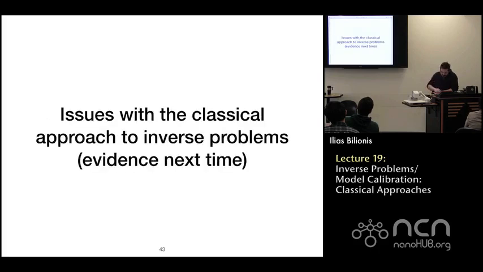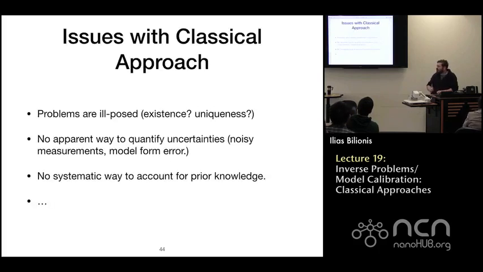There are several issues with the classical approach to inverse problems. One of the issues is that the problems are ill-posed, meaning that a solution doesn't have to exist. I mean, you will always get a solution. You will always get whatever minimizes the loss function, but this doesn't have to be the truth, because if your model is wrong, you will get garbage. Make sense?